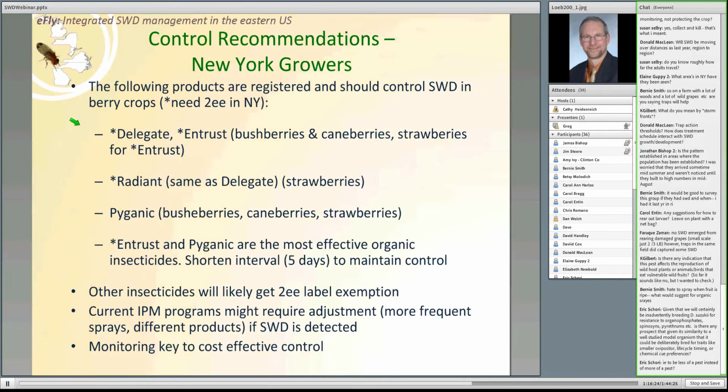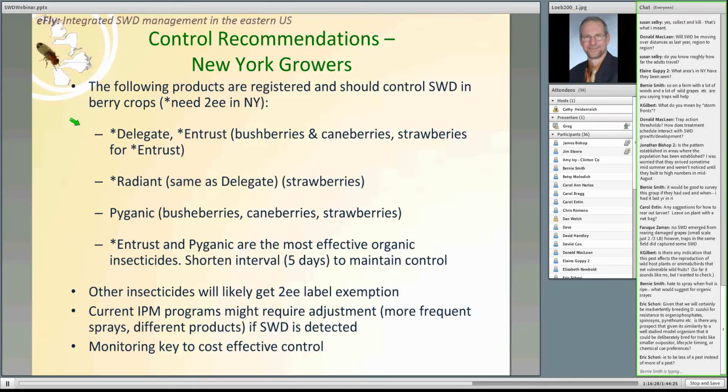Now, for strawberries, for Entrust, actually, we don't have that label. That's kind of a misprint there. There's a 2EE for Entrust, but it didn't include strawberries on that. I've got to check on that, actually. In strawberries, we do have Radiant, which is the same thing as Delegate.